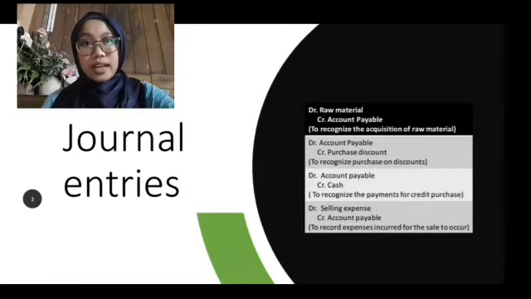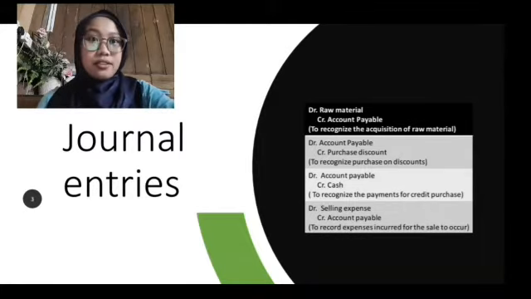So these are the journal entries related to the purchasing cycle. First, debit raw material and credit account payables to recognize the acquisition of raw material. And then debit account payable and credit purchase discount to recognize purchase discounts. And then we debit account payable and credit cash to recognize the payments for credit purchase. And then debit selling expenses and credit account payables to record expenses incurred for the sales to occur.